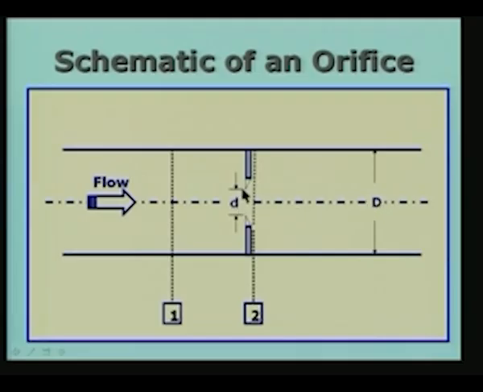So, the smallest area as far as physical area in this case is capital D represents the area in the pipe and small d represents the orifice, the corresponding to d, the corresponding area will be the orifice area. And what we have done is deliberately we have introduced an area change here by introducing a small plate with a hole in it.